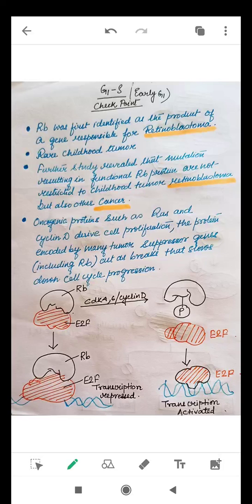Good morning, students. So today in this video, we will be discussing the checkpoint. Last day we discussed how the checkpoint facilitates rectification of errors in DNA, such that the proper DNA goes into the mitosis process, and there is no malicious effect of those DNA. So today we will be discussing a checkpoint in your early G1.